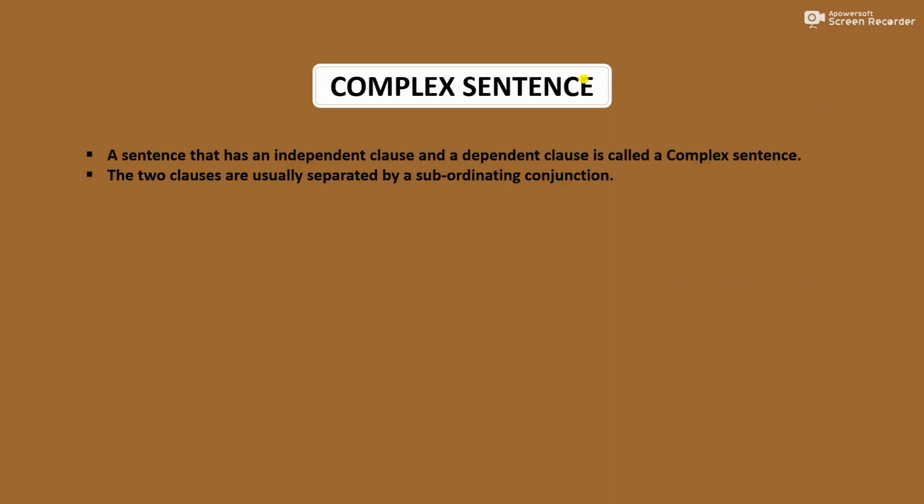Finally, we come to the last kind of sentence, that is the complex sentence. A sentence that has an independent clause and a dependent clause is called a complex sentence. And these two clauses are joined by a subordinating conjunction. So when you have a sentence in which you have one main clause, that is a meaningful sentence, and you have one subordinate clause, that is an incomplete sentence, and the two are joined by any one of the subordinating conjunctions, then that sentence is a complex sentence. Let us consider the examples here.